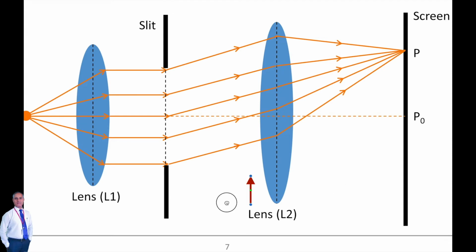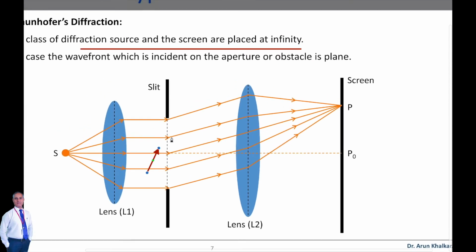The light coming from lens L1 has a plane wavefront. It means on the slit surface, the incident wavefronts are plane. This is the important condition to observe the Fraunhofer diffraction pattern on the screen.